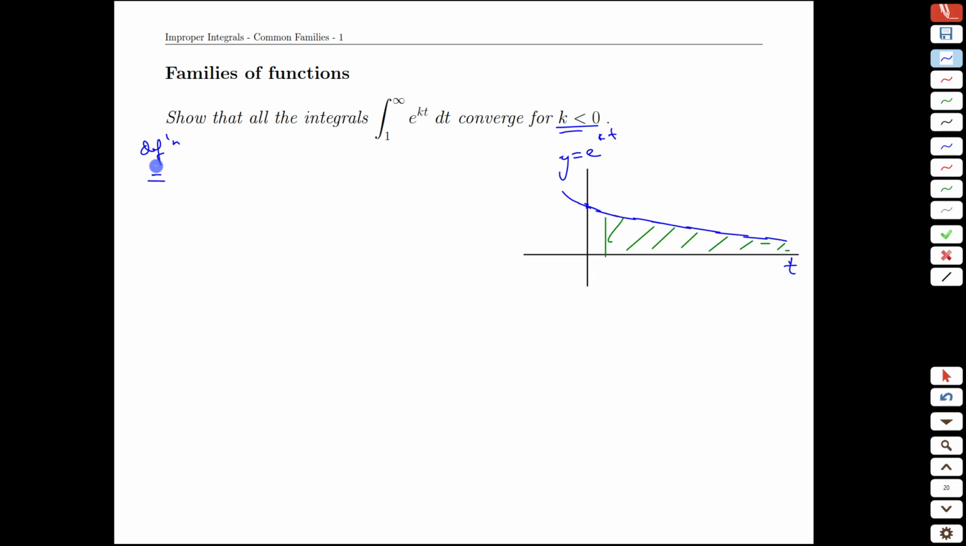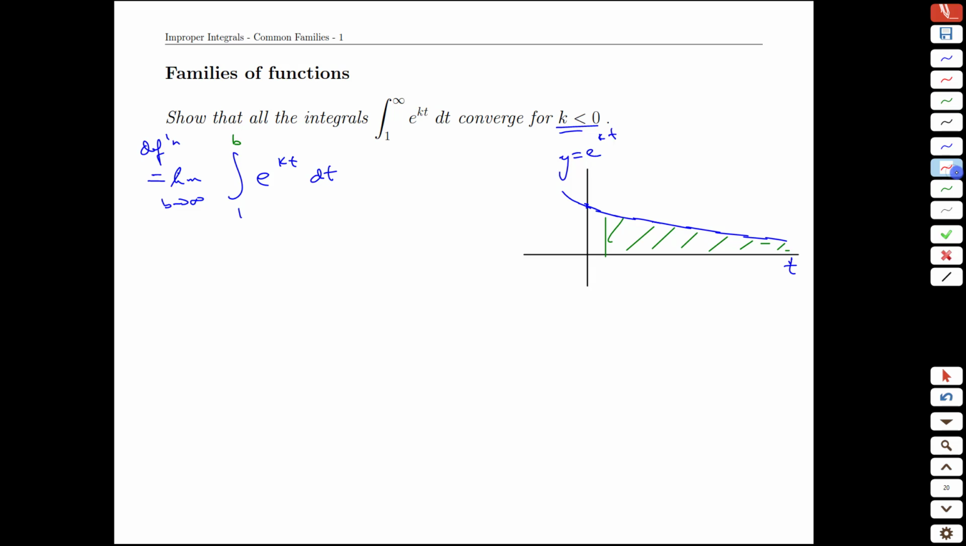We start off, as always, by applying the definition to handle that improper integral part. So we're going to integrate from 1 not to infinity, but to some upper level b. And when we're done, we're going to evaluate the limit as b approaches infinity. Otherwise, everything else stays the same.